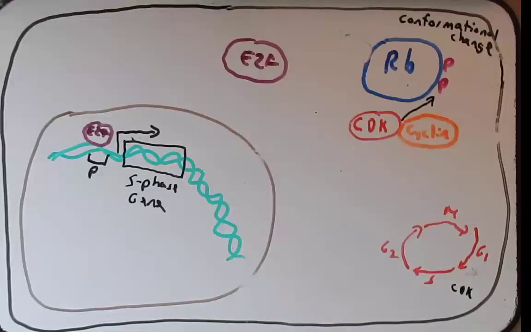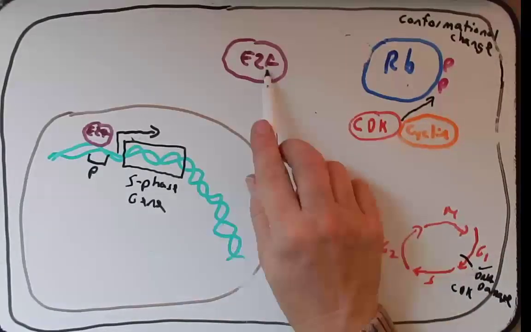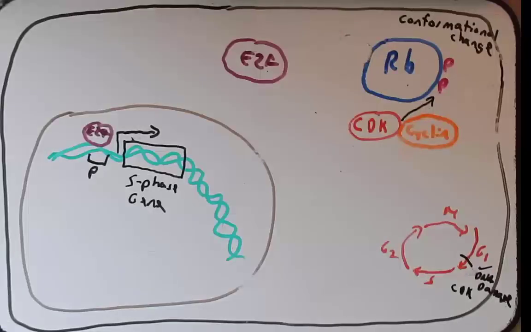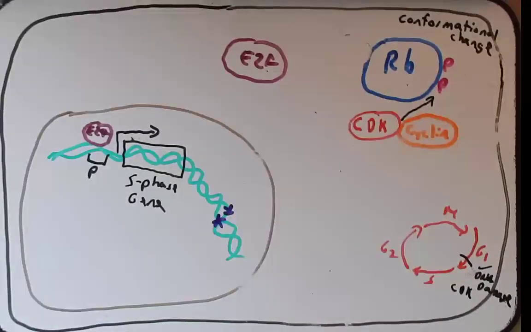I also want to talk about something else that is important to happen. Remember, one of these checkpoints here is to check for DNA damage. If there's DNA damage, we don't want E2F coming in here. So how does the cell recognize that there's damage in the DNA to keep E2F bound to retinoblastoma? So let's generate some mutations on the DNA. So there are mutations here, and there's an enzyme that is going to recognize these mutations.